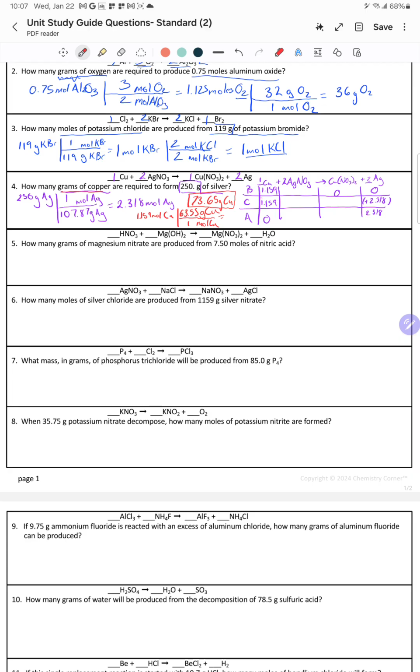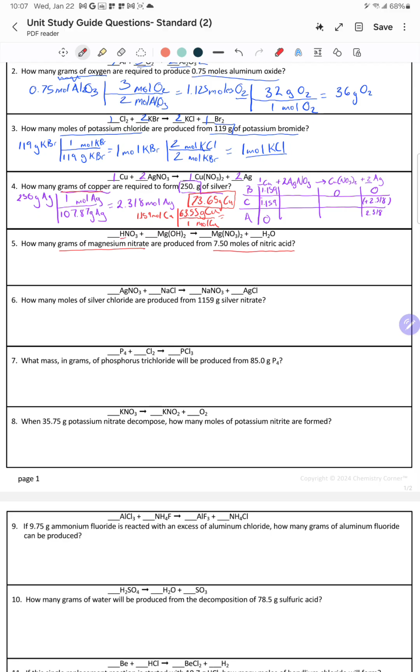Okay, so next one. It says how many grams of magnesium nitrate, so I'm looking for grams of magnesium nitrate, are produced from 7.5 moles of nitric acid. So first I have to figure out what nitric acid is. And if you forget, acids always begin with the hydrogen. But if you forget, you can just break it down step by step.